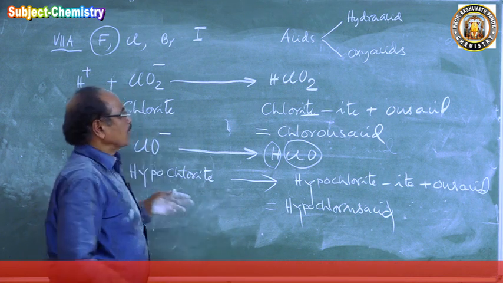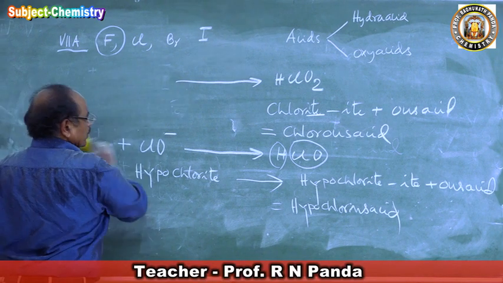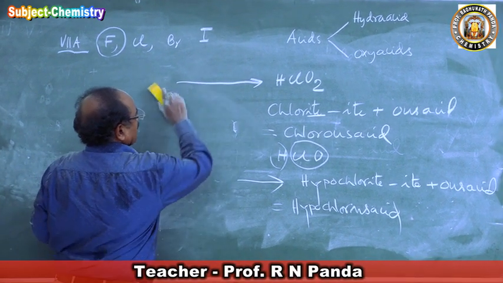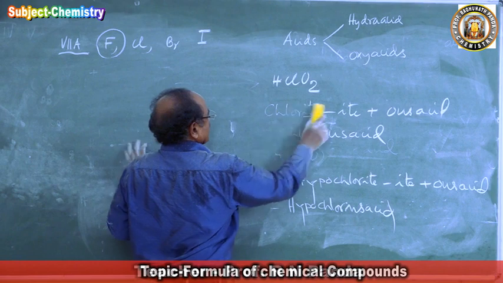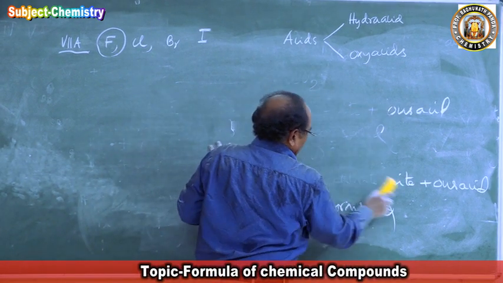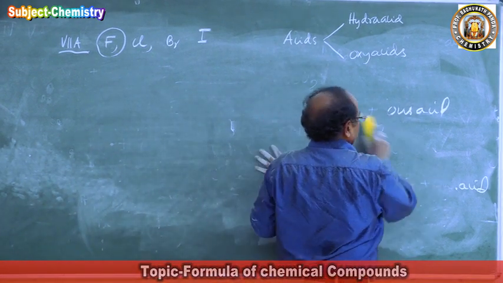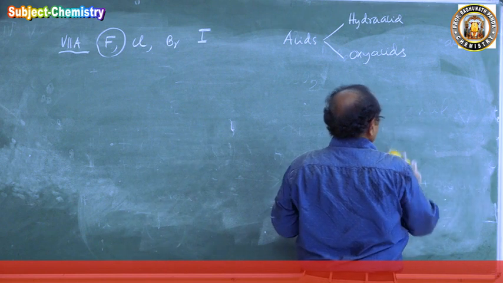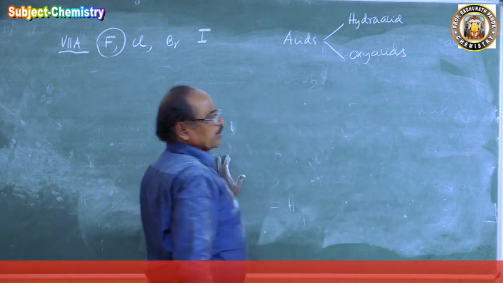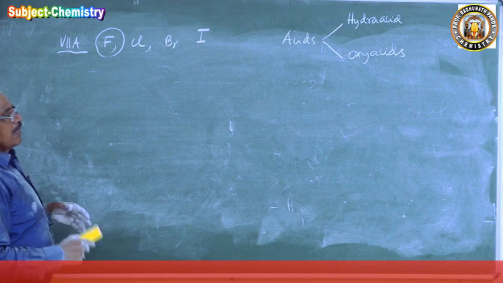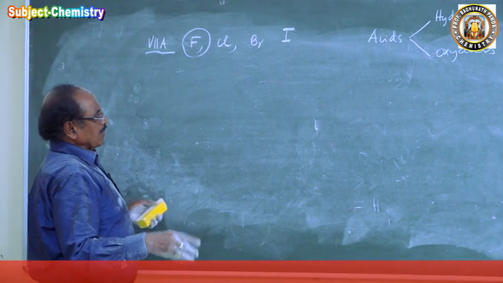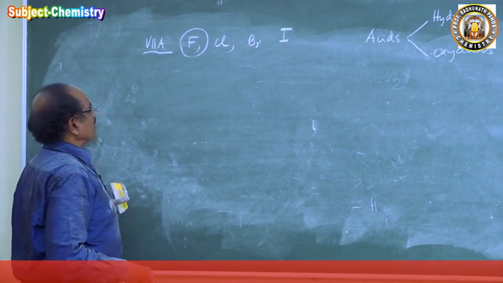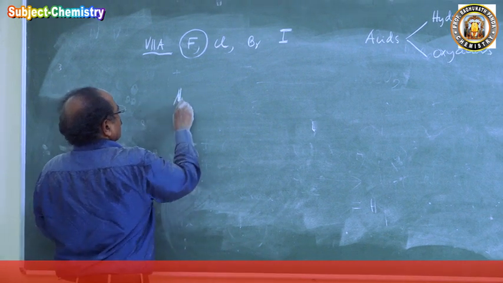You can write these yourself because the elements belonging to a group exhibit similar physical and chemical properties. Whatever names and formulas chlorine has, you can replace with bromine and write the name very easily. You can practice yourself.